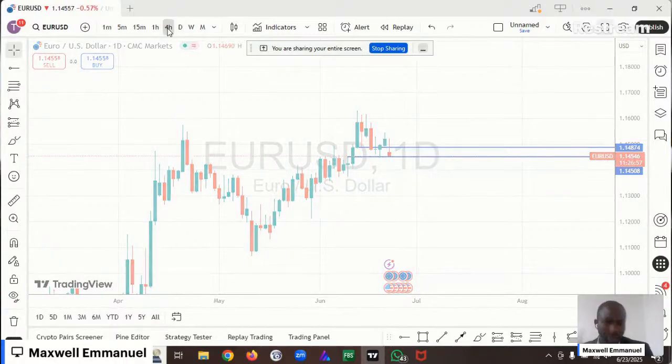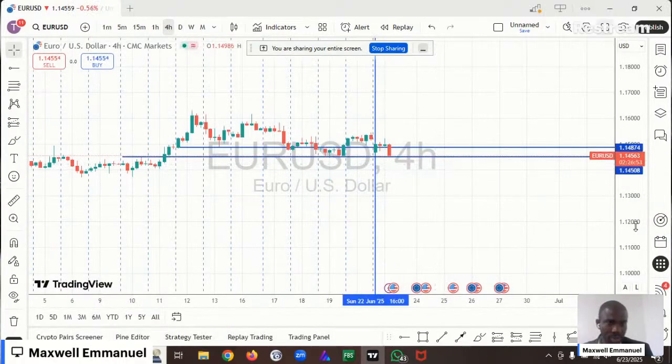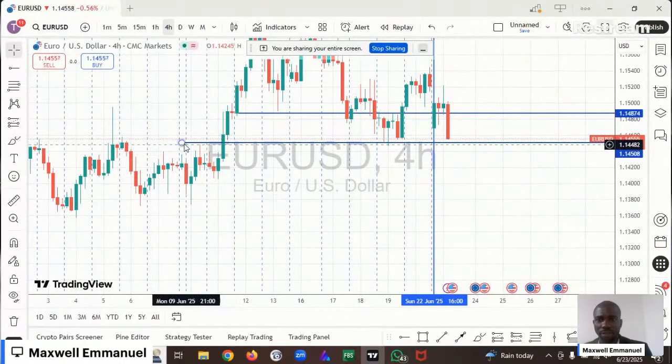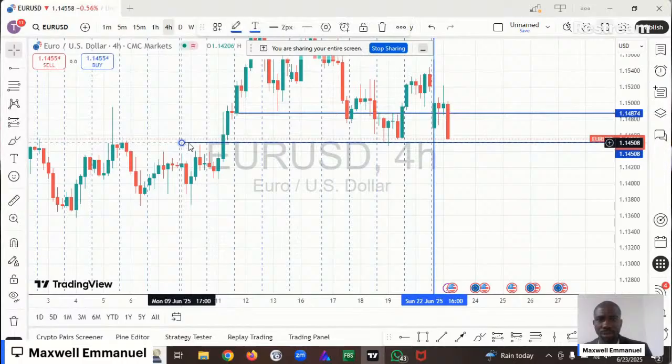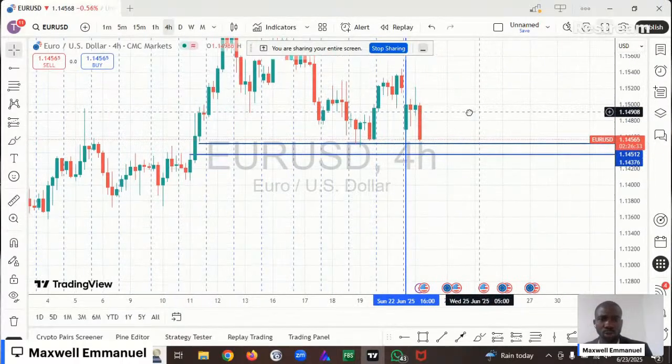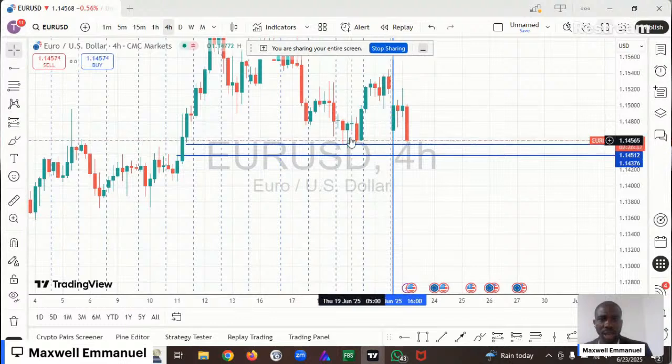Let's see 4 hour. Okay, 4 hour is strongly bearish at the moment. Now you can see on 4 hour we have this fair value gap. So this is where I will be considering buying Euro USD. I believe they want to sweep the liquidity residing at this low. I'd love to see this low cleared before going bullish on Euro USD.